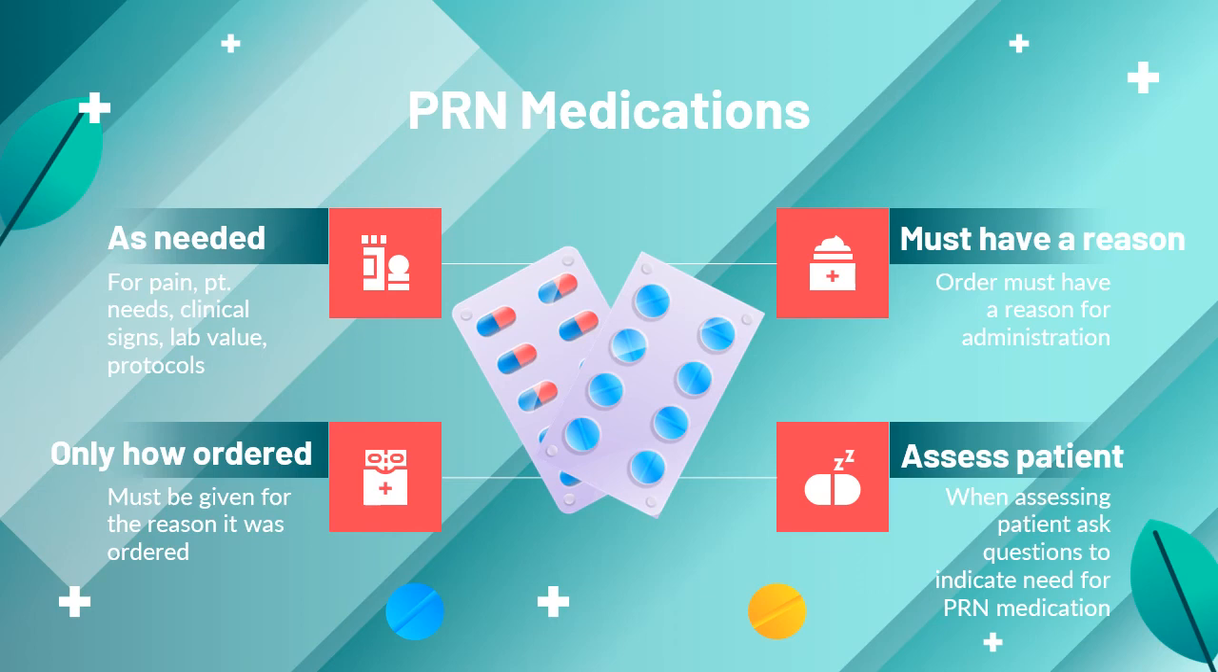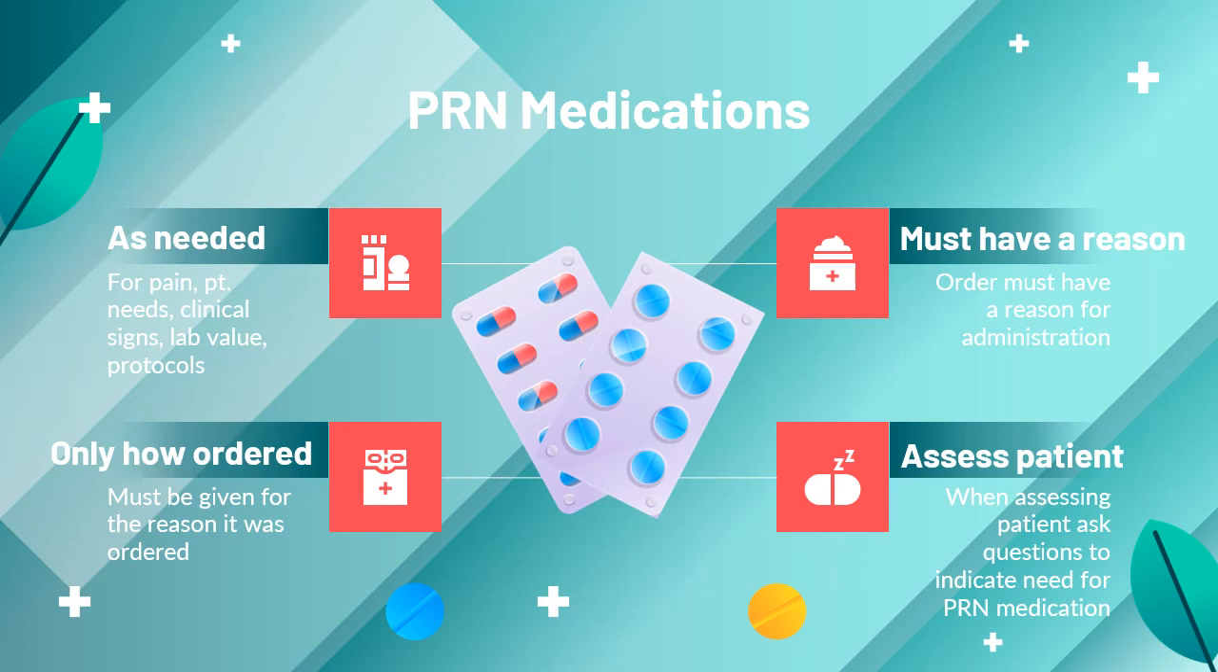Now also remember that you only give a PRN medication for what it's ordered, for the reason it's ordered for. So let's go back to that Tylenol example. Tylenol is often ordered either for pain or for fever. If you have a Tylenol in your PRN medications that says for a temperature over a certain number, but your patient has a headache, you do not give that Tylenol to that patient for their headache. You would need to get a different order.